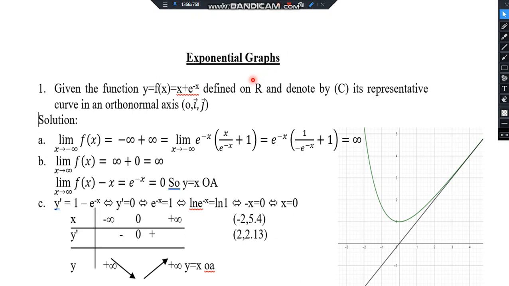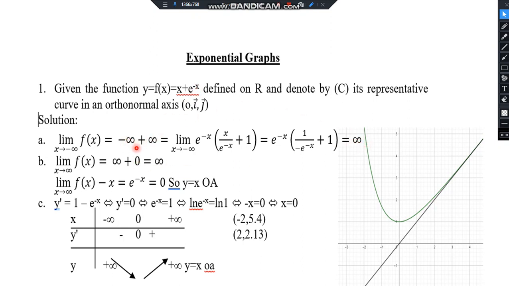Hello students, our study today is about exponential graphs. First of all, let me start graphing y equals x plus e power minus x, defined on R. So we start by doing the limit at minus infinity. If you replace x by minus infinity, you get minus infinity plus e power minus infinity, so plus infinity. And I know that exponential is stronger, so the answer must be plus infinity.